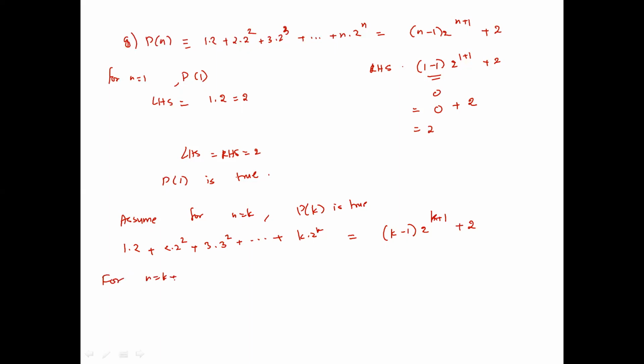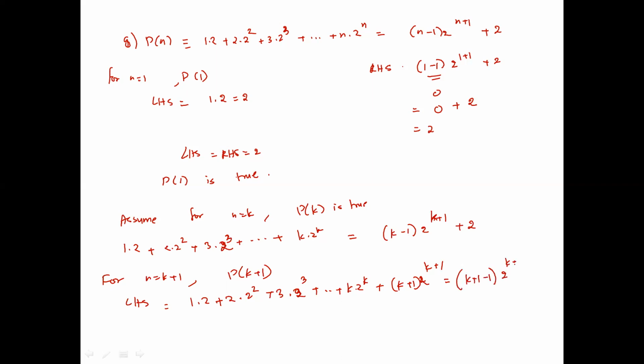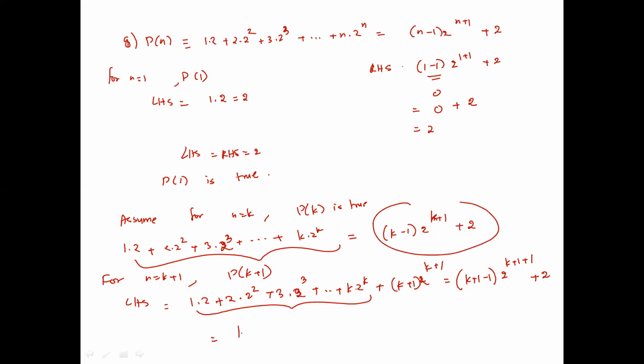Next, we will start for n equal to k plus 1. We will take P of k plus 1, but only left side, that is 1 into 2 plus 2 into 2 square plus 3 into 2 cube. First we will have k into 2 power k. After that we will have (k plus 1) into 2 power (k plus 1), because n is k plus 1. And right side we have (k plus 1 minus 1) into 2 power (k plus 1 plus 1), and then plus 2. This is what I have. But the first few terms from P of k can be written as (k minus 1) into 2 power (k plus 1) plus 2.